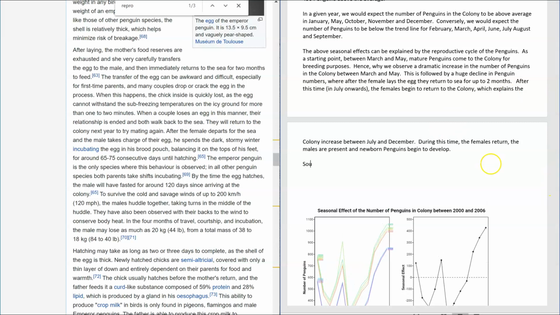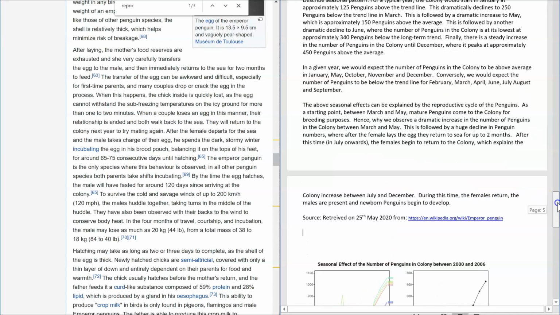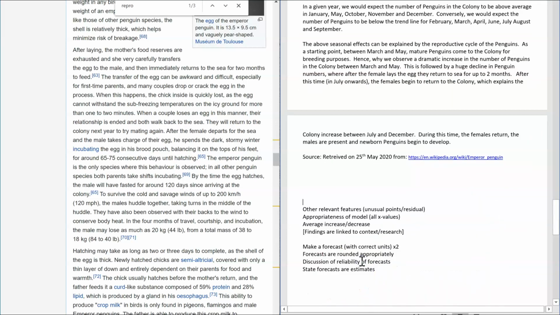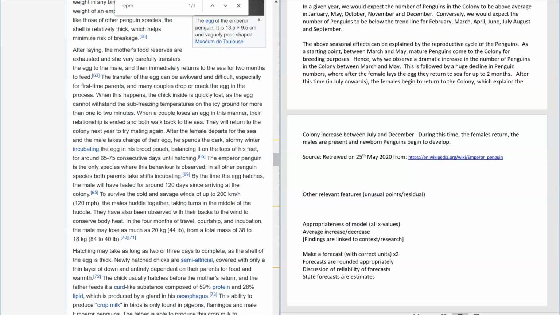So we do need to reference that source, retrieved on 25th of March 2020 from, and I'm going to link my source. I shouldn't really use Wikipedia, but I'm going to this time because it ended up being quite a good resource. So that explains the seasonal effects. So I'm going to delete that graph. And the next step is, are there any unusual points that I want to discuss?